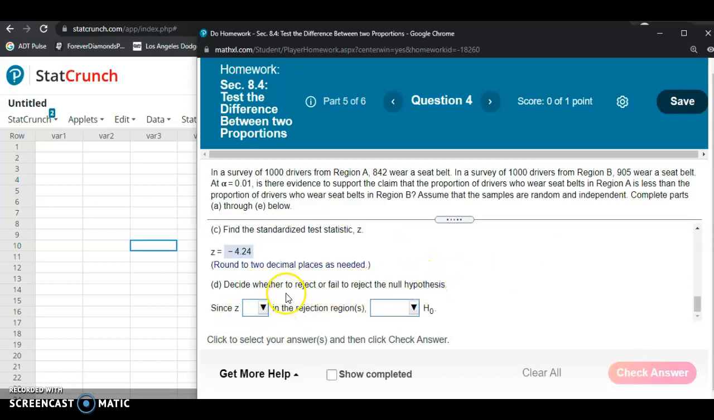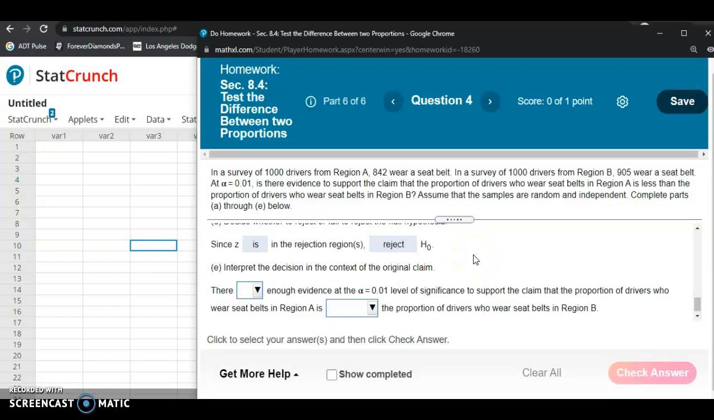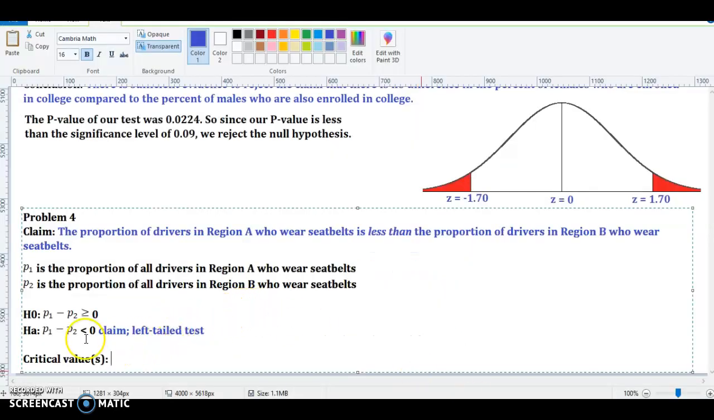In part D, it's asking us to decide whether to reject or fail to reject the null hypothesis. Since Z is in the rejection region, we will reject the null hypothesis. Make your choices from the 2 boxes here. Then in part E, it's asking us to interpret the decision in the context of the original claim. Remember, the claim here is the alternative hypothesis.